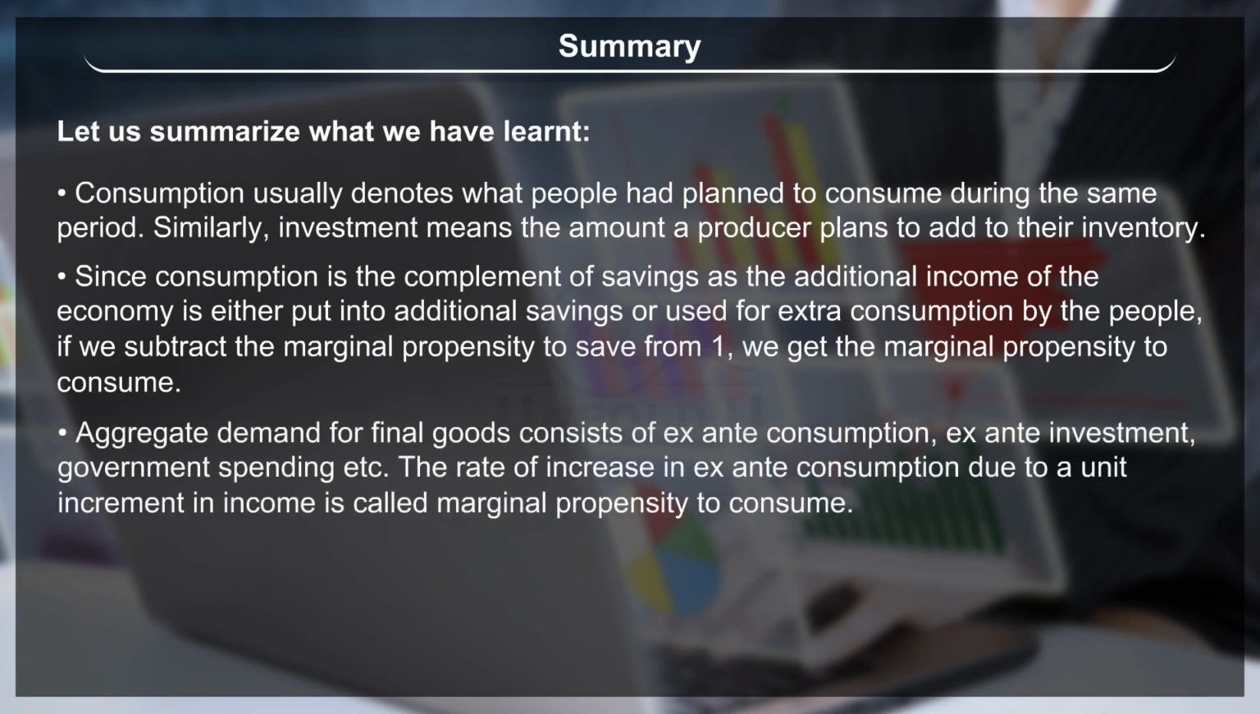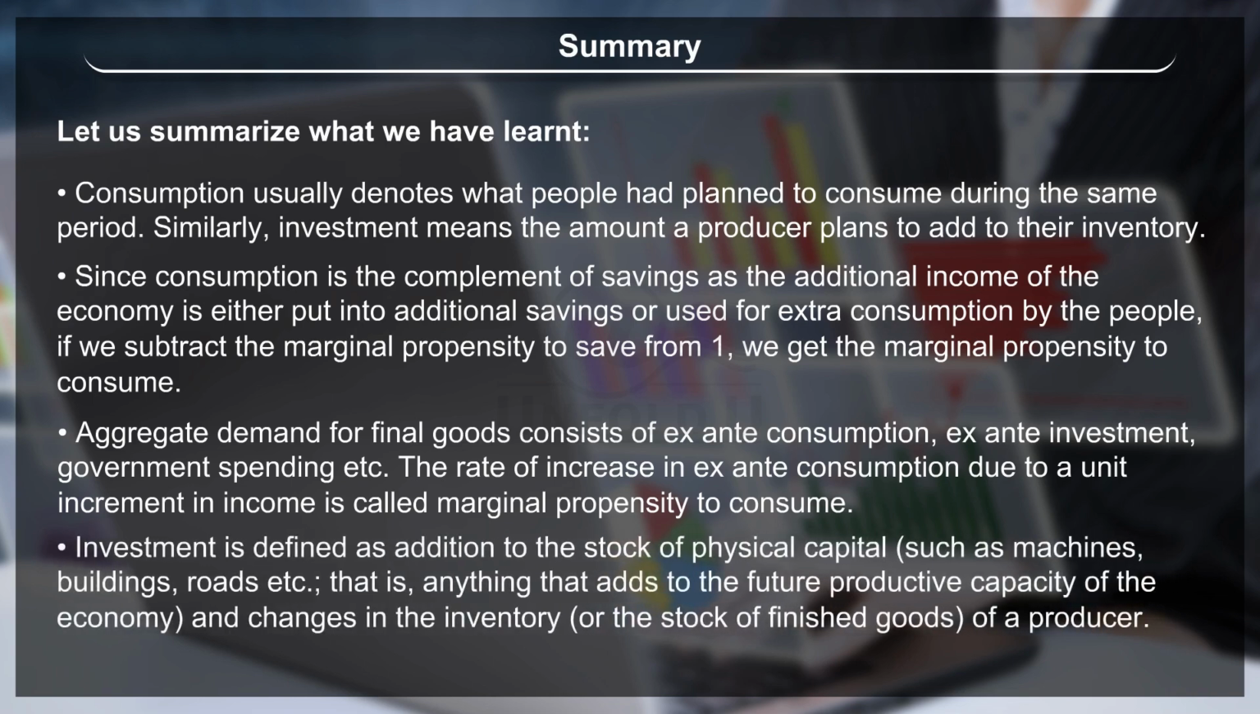Aggregate demand for final goods consists of ex ante consumption, ex ante investment, government spending, etc. The rate of increase in ex ante consumption due to a unit increment in income is called marginal propensity to consume. Investment is defined as addition to the stock of physical capital, such as machines, buildings, roads, etc. That is, anything that adds to the future productive capacity of the economy, and changes in the inventory or the stock of finished goods of a producer.